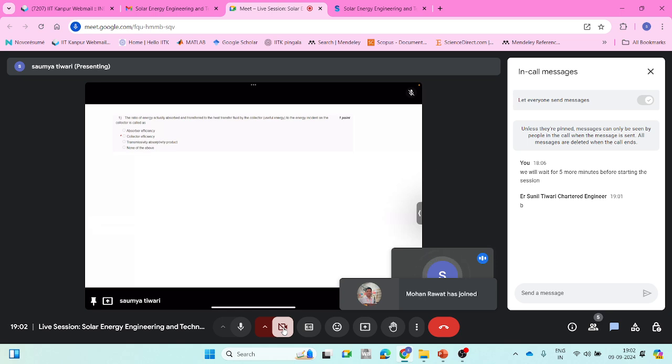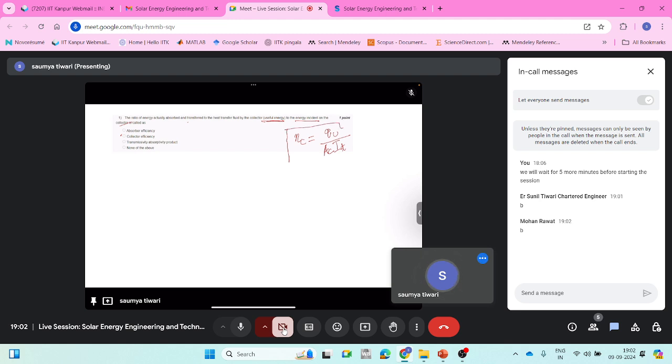Okay, I'll just discuss this question. We have just studied that the ratio of energy actually absorbed and transferred to the heat transfer fluid by the collector, that is your useful energy, to the energy incident on the collector. So, we are talking about collector efficiency, right? So, what has been actually useful upon the incident energy on a particular collector area. So, this is your collector efficiency. So, the correct option is option B.